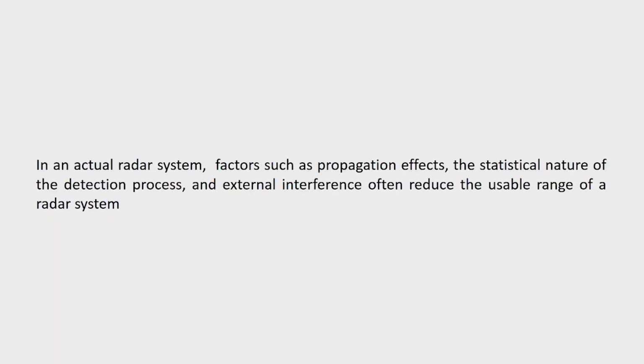In an actual radar system, factors such as propagation effects, the statistical nature of the detection process, and external interference often reduce the usable range of the radar system.